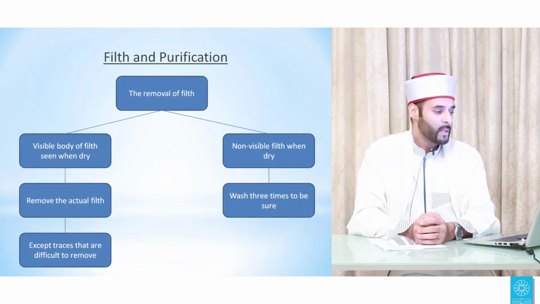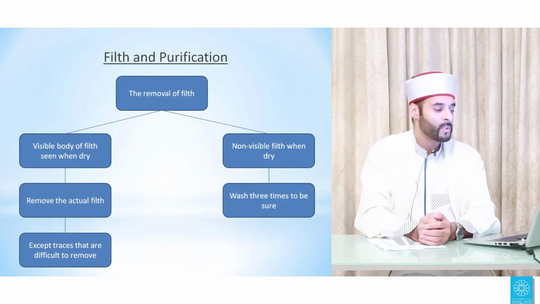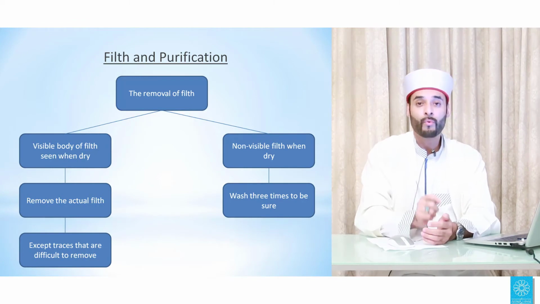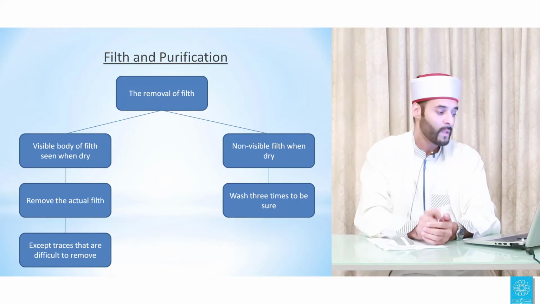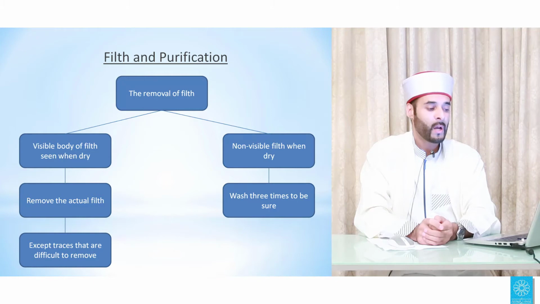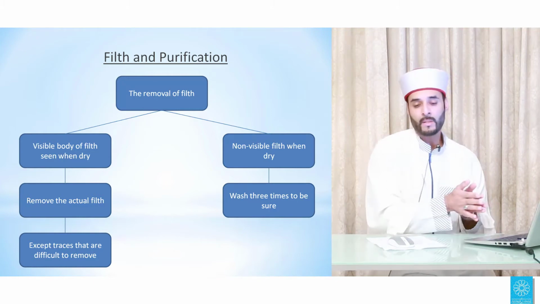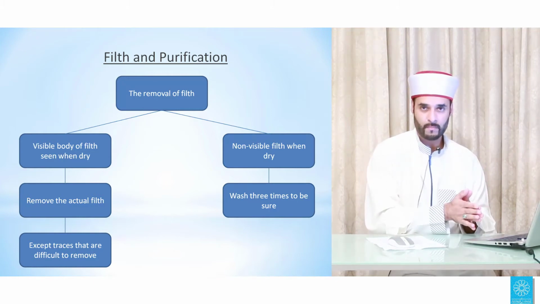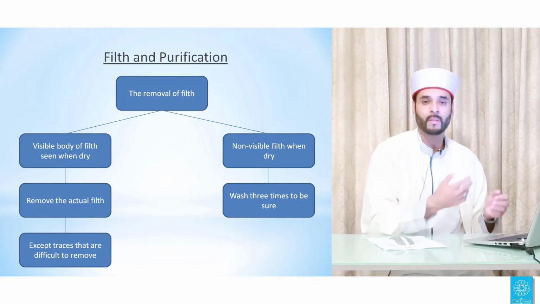Okay, so here's a chart here, the removal of filth. A visible body of filth seen when dry: remove the actual filth, except traces that are difficult to remove. And if there's non-visible filth when dry, wash 3 times to be sure. So if I've got an item here with visible filth on it, then I would remove the visible filth and then I would wash it.